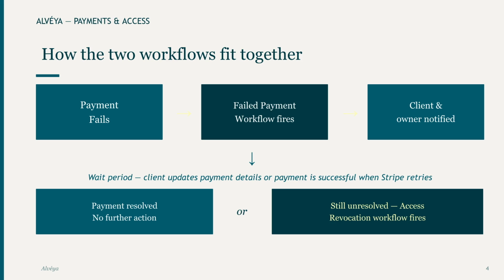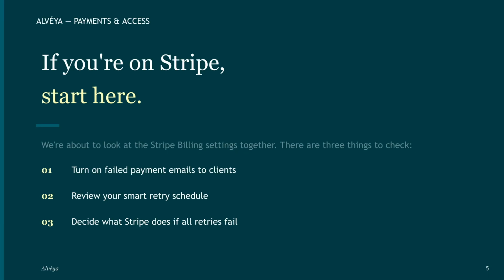Here's how the whole thing fits together. A payment fails. The first workflow fires straight away, notifying your client and sending you an internal alert. Then there's a wait period. You're giving your client a chance to update their payment details before anything else happens. If the payment resolves, that's it. Nothing more to do. If it's still unresolved after your chosen wait period, the second workflow fires. Access is revoked and you get another notification, so you're across it. Two workflows, working in sequence. If you're on Stripe, let's go through the settings together now.